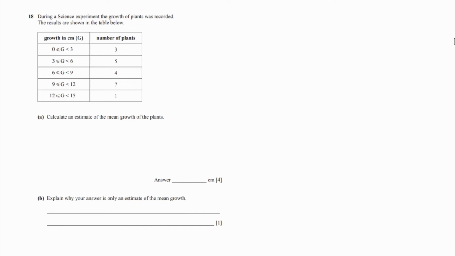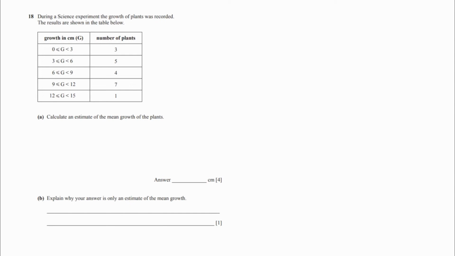Okay, so question number 18. During a science experiment, the growth of a plant was recorded. The results are shown in the table below. So growth in centimeters is the first column, and the number of plants is the second column. Calculate an estimate of the mean growth of the plant.